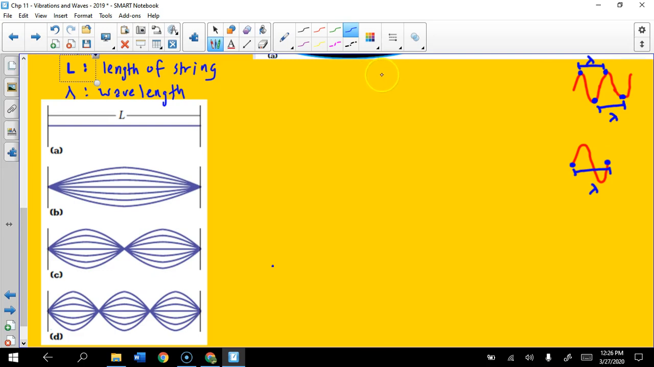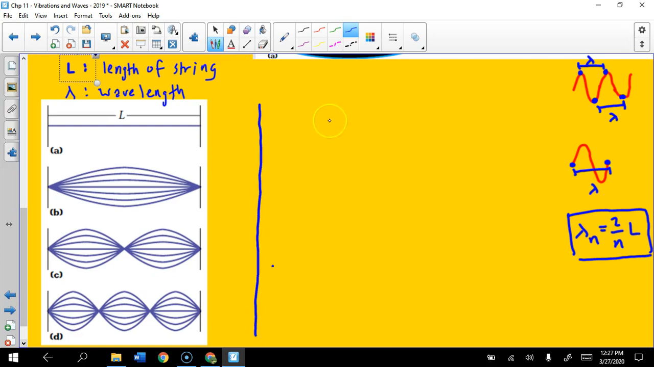The relationship between them is that the wavelength at some integer value of n is 2 divided by n multiplied by the length of the string. I know that looks like a very weird formula, but I will help you put that all together in just a moment. So what you want to do is think of this as a table. It really helps.